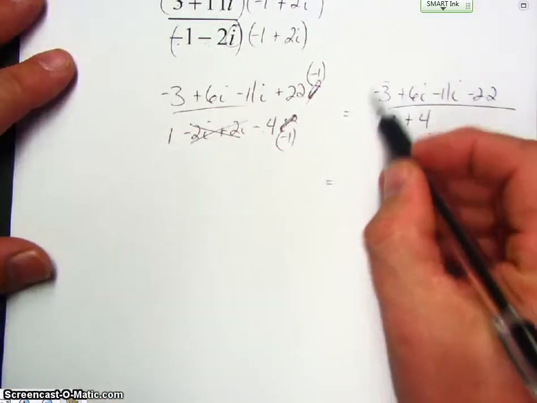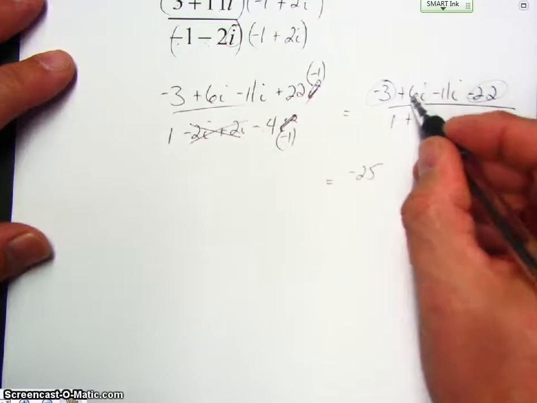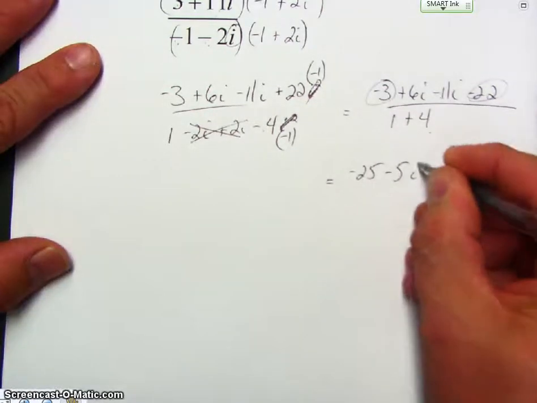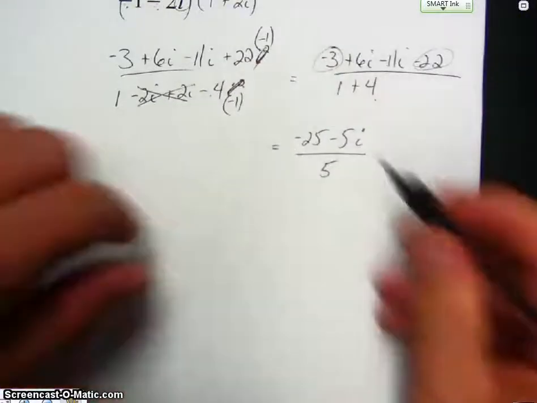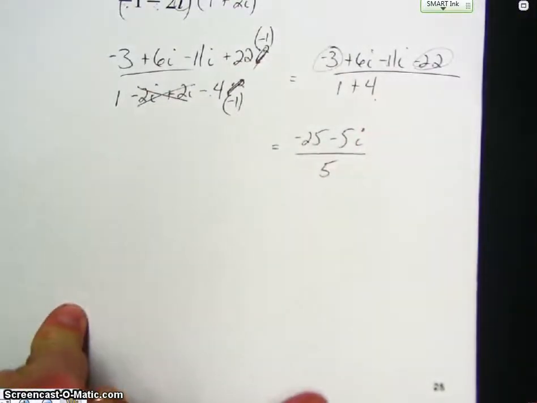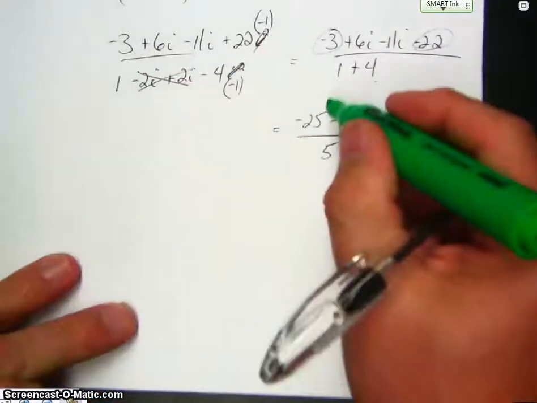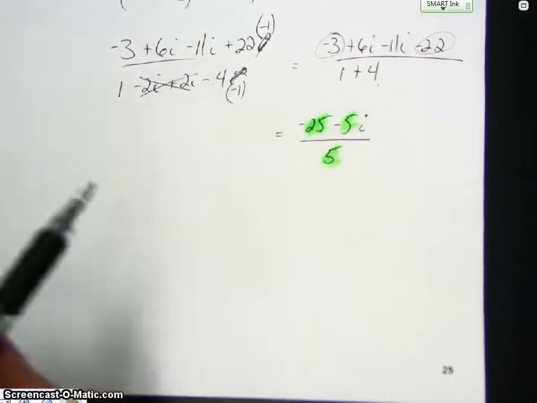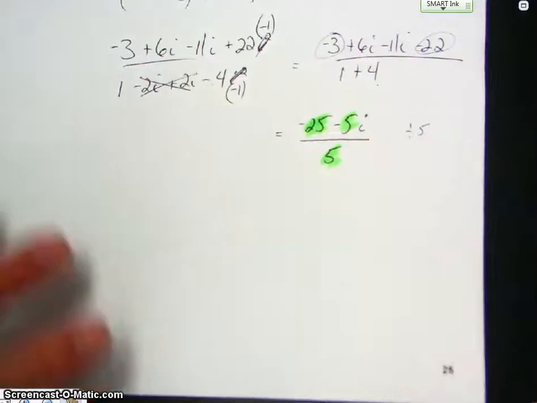So the top, combining like terms, negative 3 and negative 22 is negative 25. Positive 6i and the negative 11i becomes a negative 5i, over 5. Now, if you leave it like this, you will lose a point because you can simplify more. Just look at all 3 parts. They're all divisible by what? They're all divisible by 5.